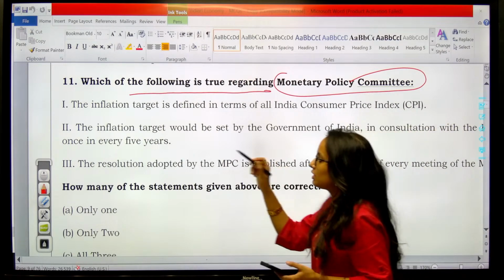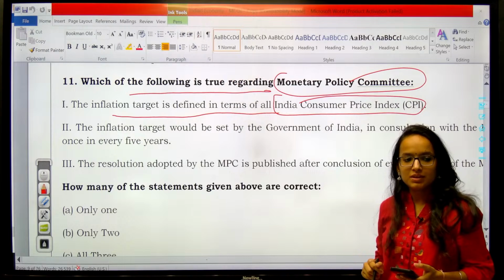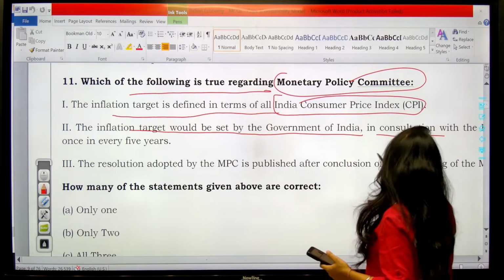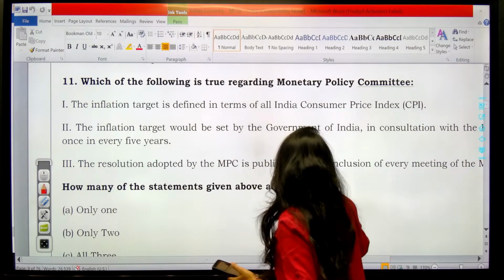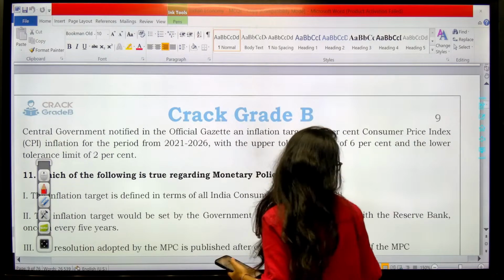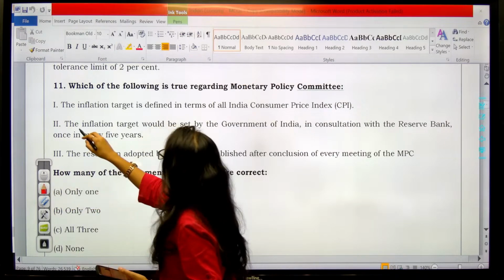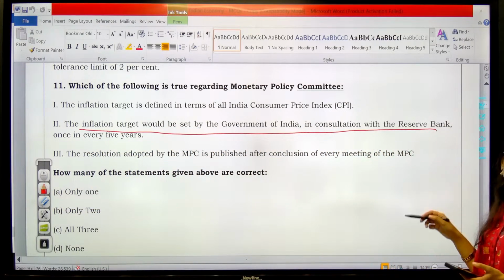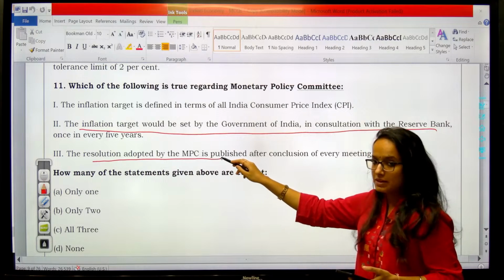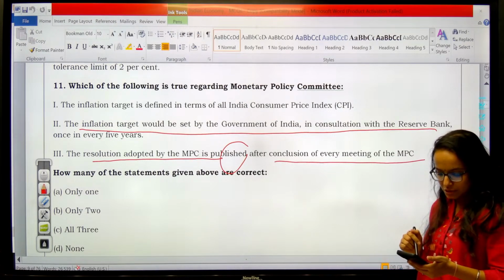First statement is, the inflation target is defined in terms of All India Consumer Price Index. Second statement says that the inflation target would be set by Government of India in consultation with the Reserve Bank of India, once in every 5 years. Third is, resolution adopted by MPC, Monetary Policy Committee, is published after conclusion of every meeting of MPC. Let me know what is the right answer.